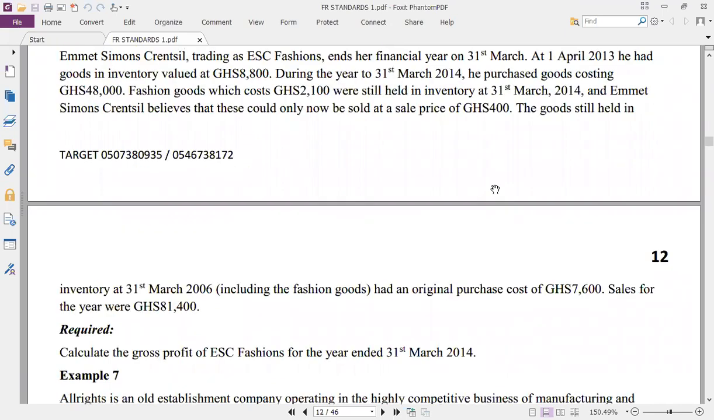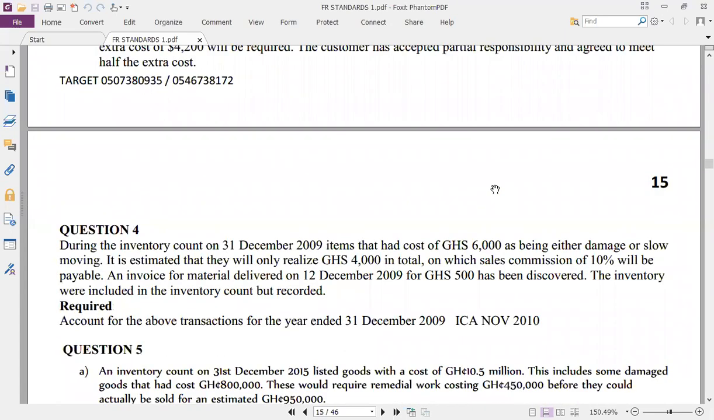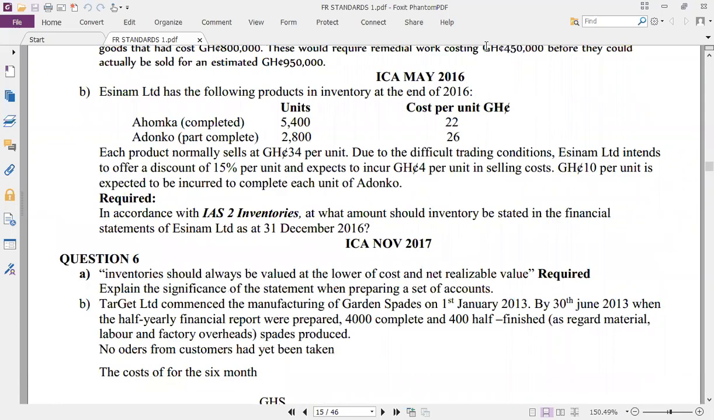Now let's go back to our question. Good. So that is it. In accordance with IAS 2 Inventories, at what amount should inventory be stated in the financial statement of S&M Limited as at 31st of December 2016? So now let's go to the board and then do justice to it.